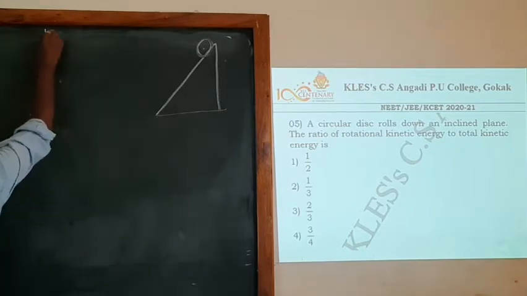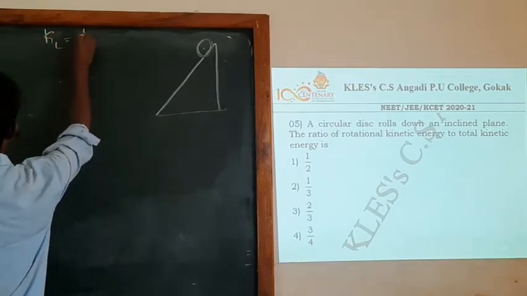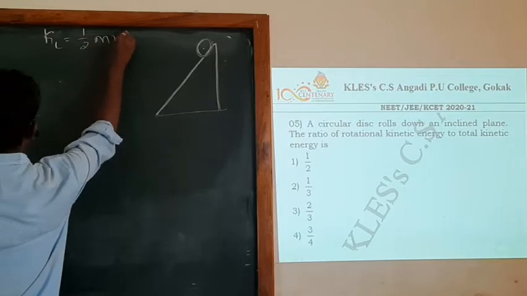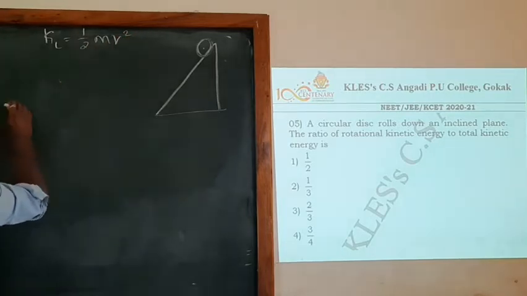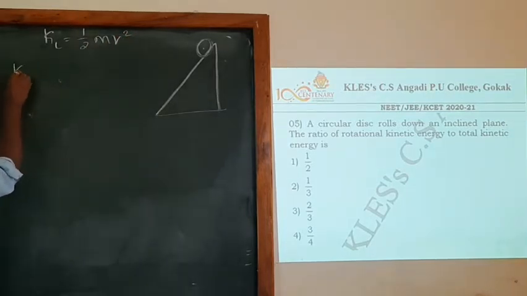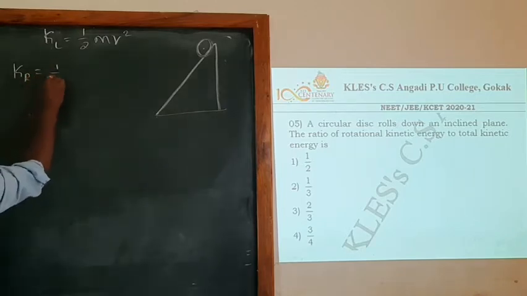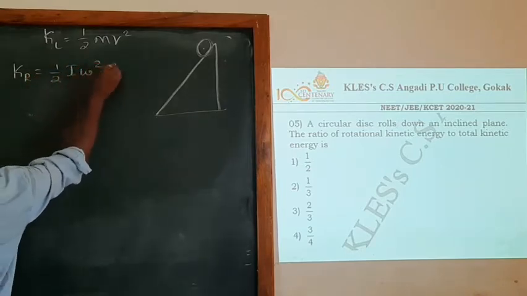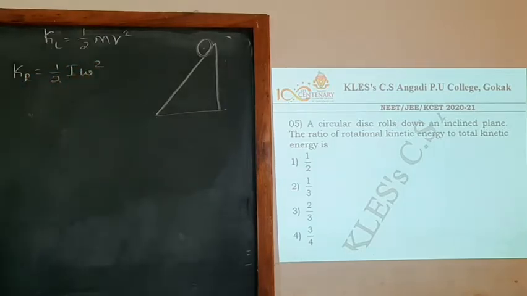So the formula for linear kinetic energy, you are very familiar with this one. This is 1 by 2 mv square. And for the rotational kinetic energy, Kr is equal to 1 by 2 I omega square.